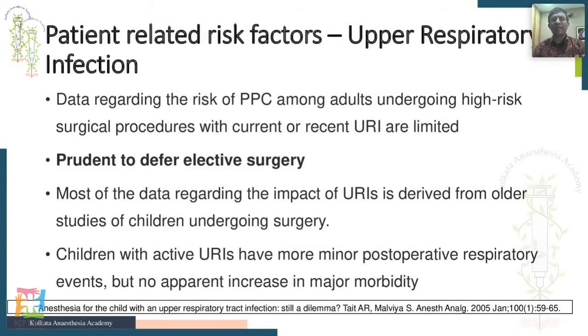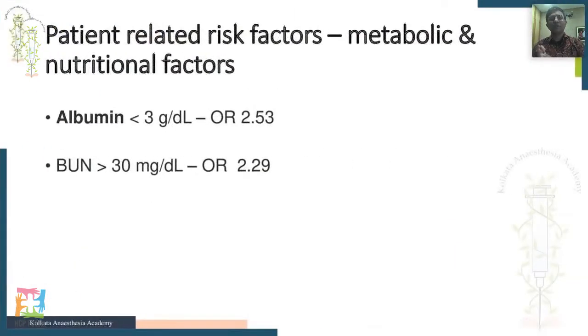Upper respiratory tract infections. Unfortunately, and I really don't know why, we do not have sufficient data about this. All the data you get is from children undergoing surgery, and the recent data from children is that upper respiratory infection will possibly not lead to significant postoperative complications. But the guidelines, which possibly come from India, published in 2005, say that it is possibly prudent to defer elective surgery if there is an active upper respiratory infection.